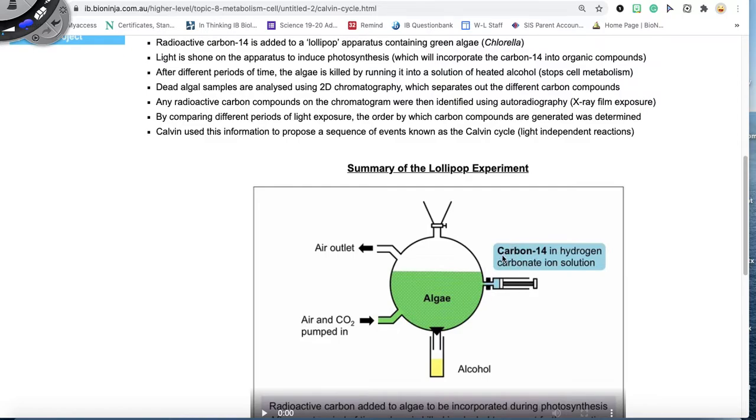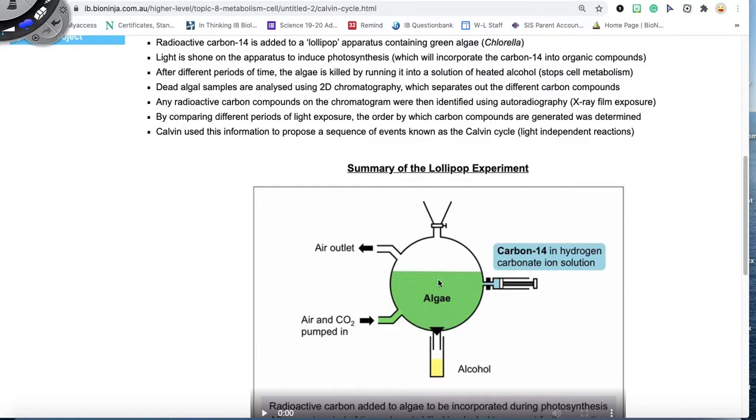Now, the idea behind injecting the carbon-14 is so that this carbon-14 gets incorporated into these organic compounds or glucose, or the triose phosphate or the GP molecule or even the RuBP molecule, so that we can track where this carbon is going. So then after different time periods, Calvin would stop the experiment. And he would stop the experiment by injecting the algae with alcohol so that the metabolism would stop, it wouldn't continue.